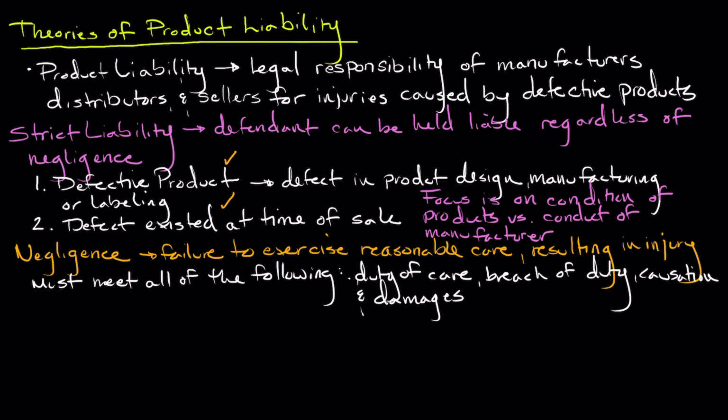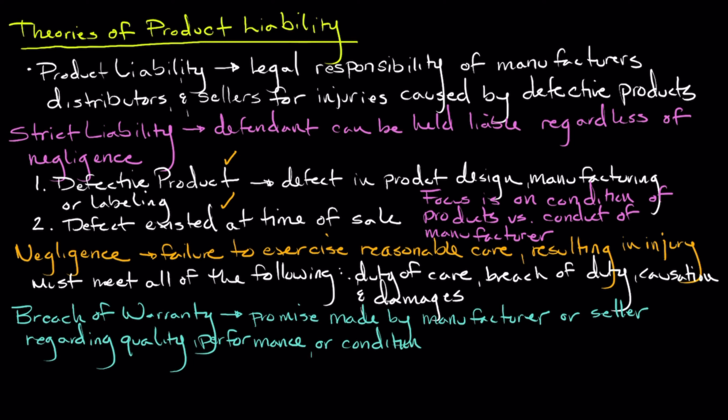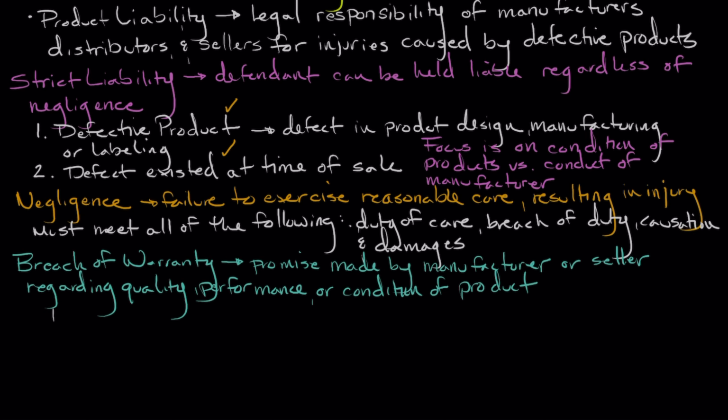The third theory of product liability is breach of warranty. A warranty is a guarantee or promise that was made by the manufacturer or seller regarding either the quality, performance, or maybe even the condition of the product. Breach of warranty occurs when the product fails to meet the terms of the warranty. There are two types of warranties.